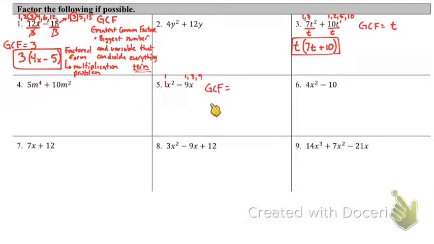Let's jump into the variable. Do they have a common letter? And the answer is yes. So we're going to pick the lower powered one, which is this guy, x. That's our GCF. Once we find our GCF, we divide it away from the problem.